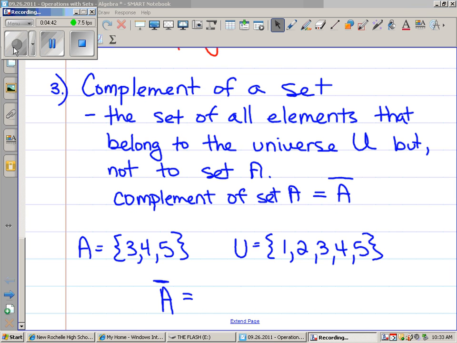But our conversation is a great introduction to our next little part, because we're going to talk about complements. If this is the universe, and here's set A, the complement of set A is like her husband. It's like the person that completes her. And together, they're the whole universe.